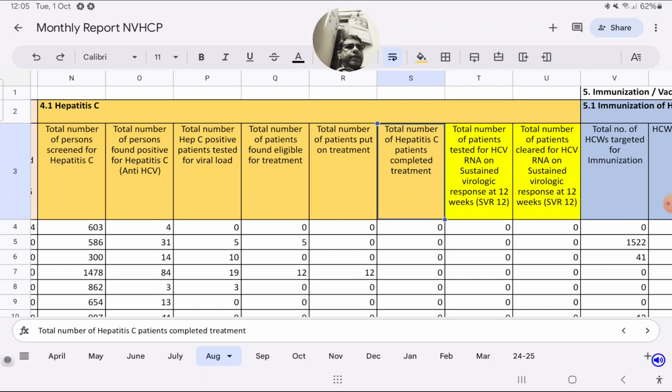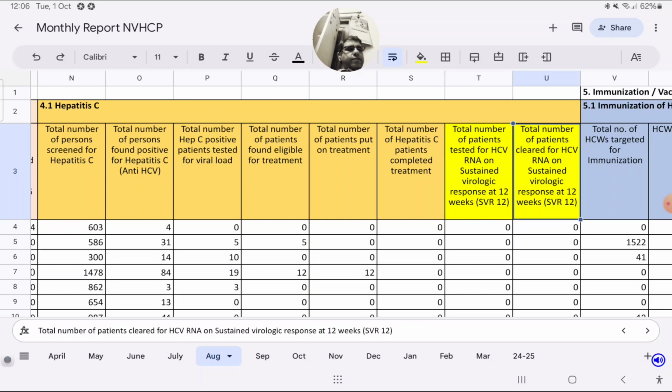So this is basically patients being tracked for 3 months of treatment, and then at the end of the treatment, after viral load, we put the status if they are HCV RNA negative. Now 2 more columns have been added here, shown in yellow. The first one is total number of patients tested for HCV RNA on sustained virological response at 12 weeks. So after 12 weeks, or 3 months of treatment, how many of those put on treatment have been tested for viral load again?